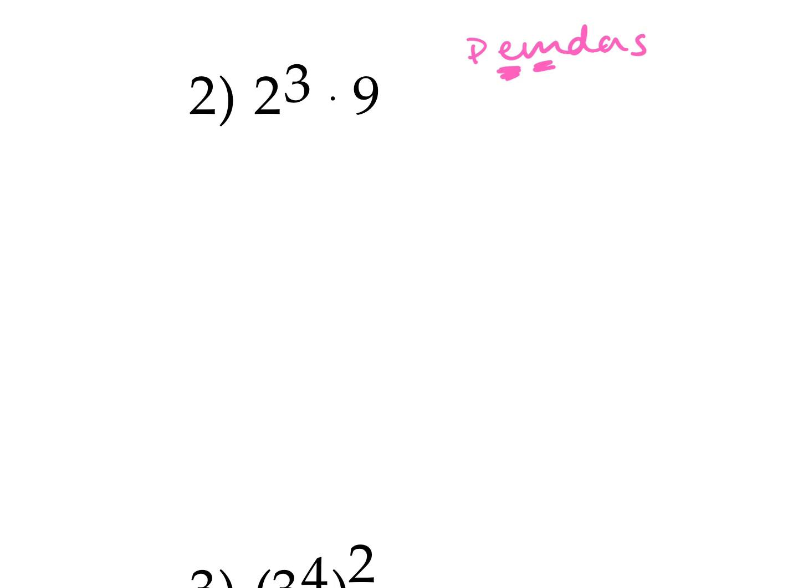So what is 2 to the third power? 2 times 2 times 2 would be what? 8. And what's 8 times 9? 72. Awesome. So we have to do the exponent first there.